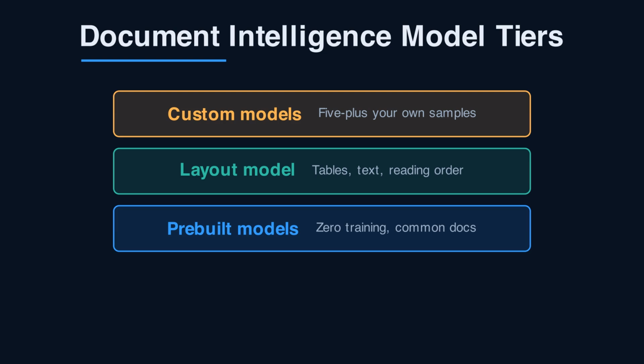You can build a custom template with as few as 5 sample documents or a custom neural model for more variable layouts. There's also a newer query style extraction that lets you ask for specific fields. Match the tier to how standardized your documents are.